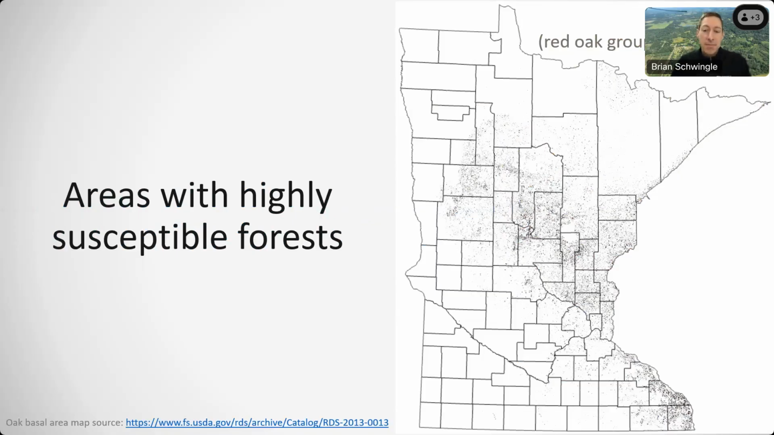So here's a map showing basically the density of the red oak group, the red oak trees, in Minnesota. The more black dots you see, the heavier the concentration of forests that are dominated by red oaks. Those forests are particularly susceptible to damage from oak wilt. So you can see there's a lot of red oak dominated forests in the state.